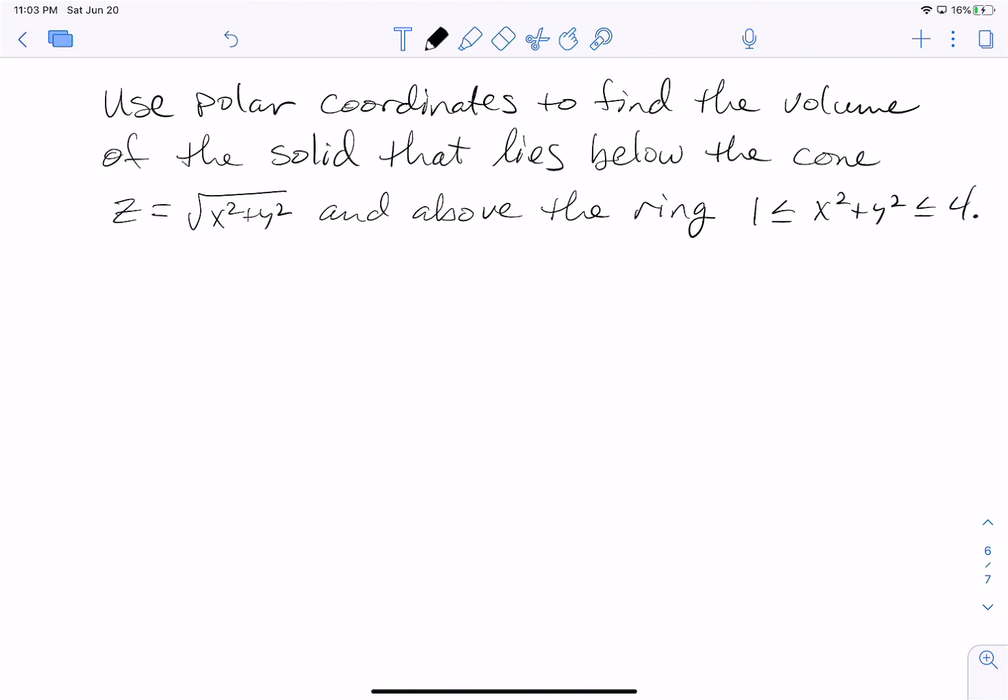We are going to find a volume using polar coordinates. It is the volume of the solid that lies below the cone z equals the square root of x squared plus y squared, and above the ring where x squared plus y squared is between 1 and 4. Let's see if we can get a sense of what this looks like.